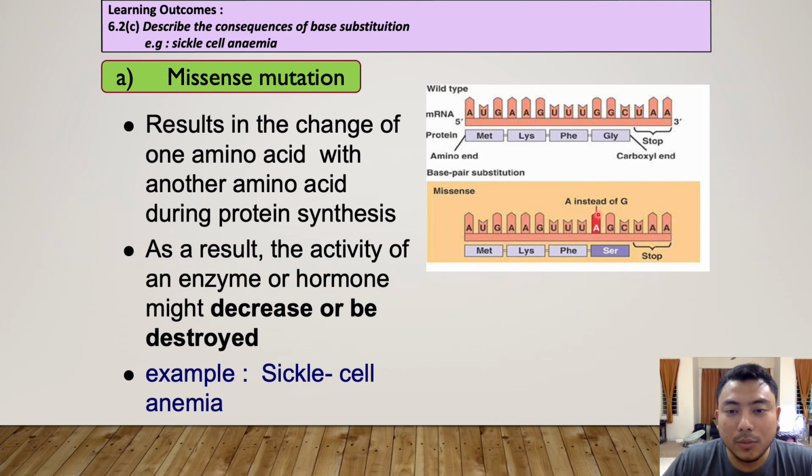Okay, so we look at this diagram. So instead of we are expecting to have amino acid methionine, lysine, phenylalanine, glycine, but we have the first 3 correct. Only 1 is wrong because due to this change of nucleotide. So instead of glycine, we get serine. So missense, kita hanya dapat satu saja yang tidak tepat, we missed it.